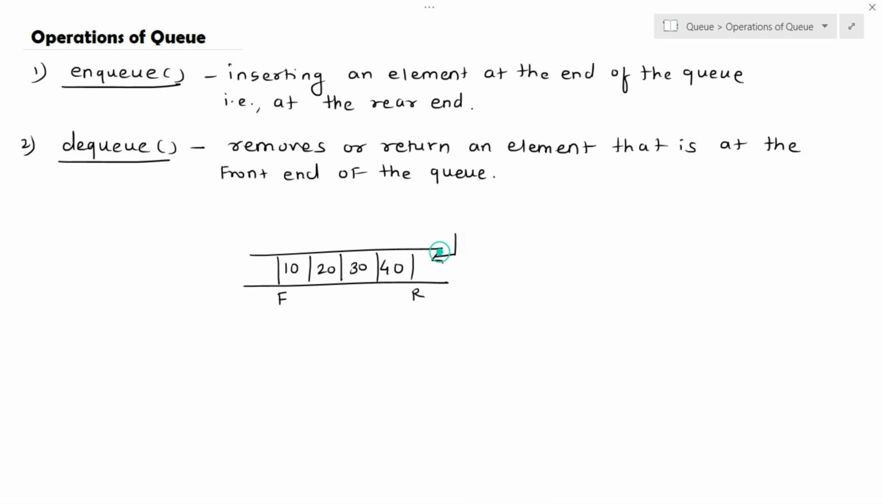So insertion can be performed from the rear, that is we can call it an enqueue operation, and removal of elements can be performed from the front end, that is we can call it a dequeue. So in enqueue the elements are added or inserted at the end of the queue, okay, that is from the rear end, and the elements are removed or returned from the front end, that is called a dequeue operation.